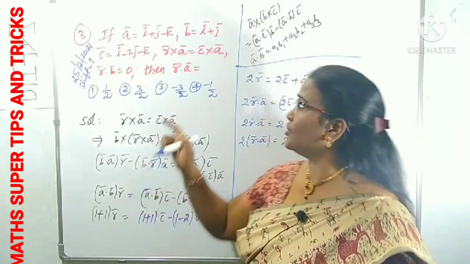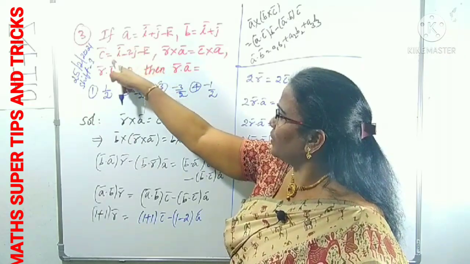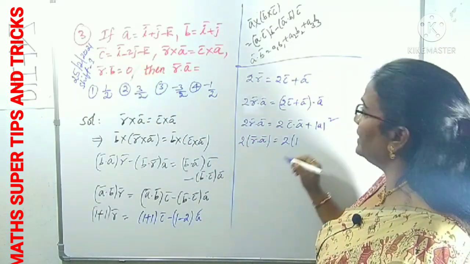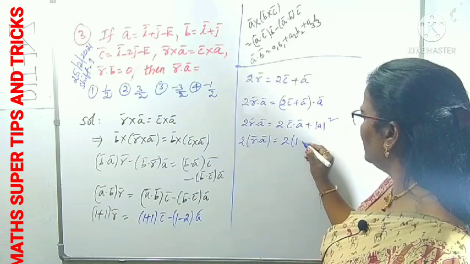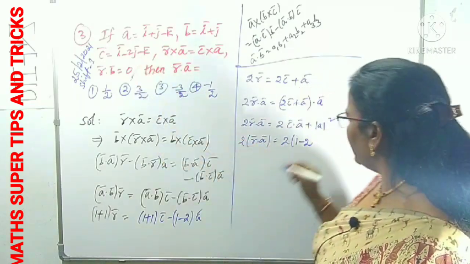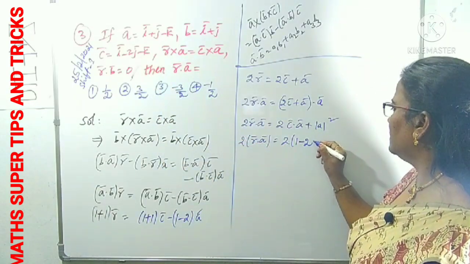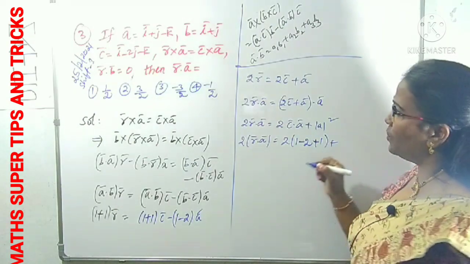Now concentrate on c dot a. The dot product of these two: 1 into 1 is 1, right? The j coefficient 1 into minus 2 is minus 2, right? Minus 1 into minus 1 is plus 1, right? So this is 2 into c dot a plus mod a whole square.